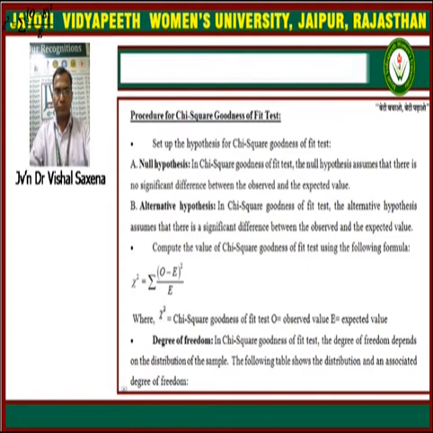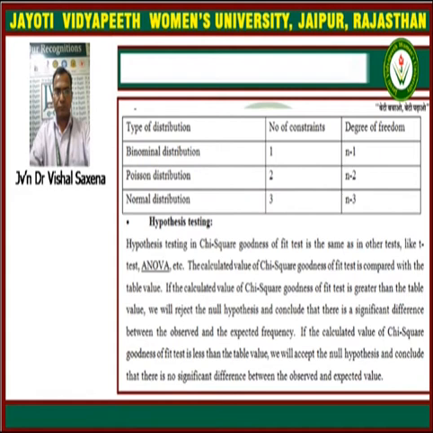And the degree of freedom. In the chi-square goodness of fit test, the degree of freedom depends on the distribution of the sample, so it depends on what kind of distribution we are going to take. That's why the degree of freedom is important. We can see a table there showing the binomial distribution, the Poisson distribution and the normal distribution, with the number of constants and the degree of freedom.